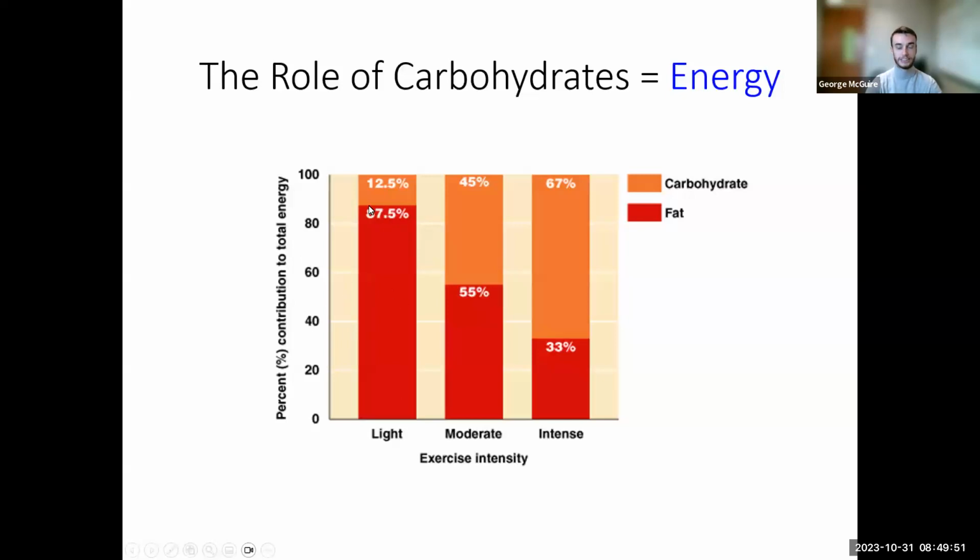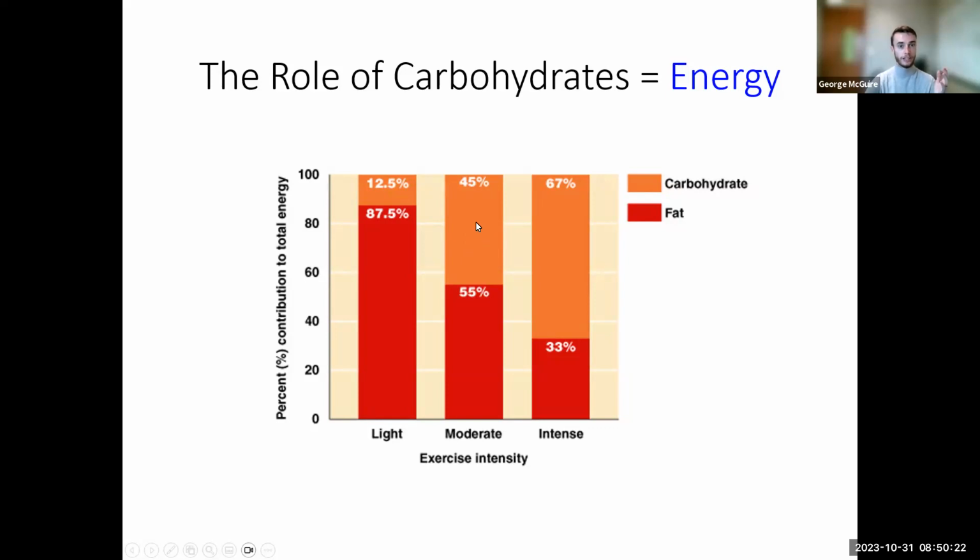So again, light exercise is almost all of our energy is going to come from fat. In moderate exercise, we get almost a 50-50 split. So this you could consider a jog, right? But even though we have almost a 50-50 split here, again, carbohydrates are much less energy dense. So if this was exactly 50-50, you would need more than double the amount of carbohydrate compared to fat in order to get that same amount of energy, right?